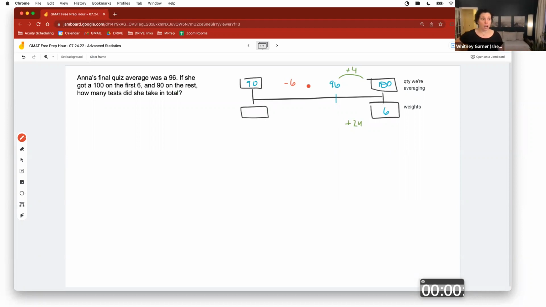And so the other way I can think about this is that in order for 96 to actually be the middle, the 24 extra points that she gained from those hundreds has to be balanced with 24 under points on the left. So if I'm losing 6 points every test and I need to lose 24 points to balance out that positive 24, it's going to take me 4 tests to accomplish that for a total of 10 exams.